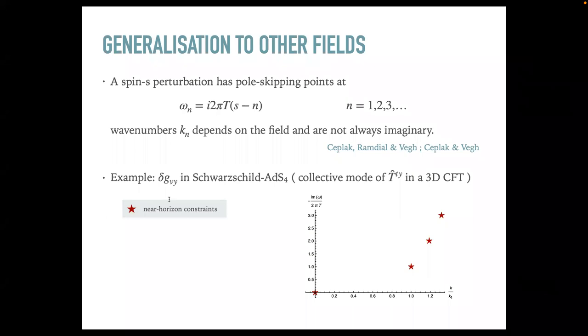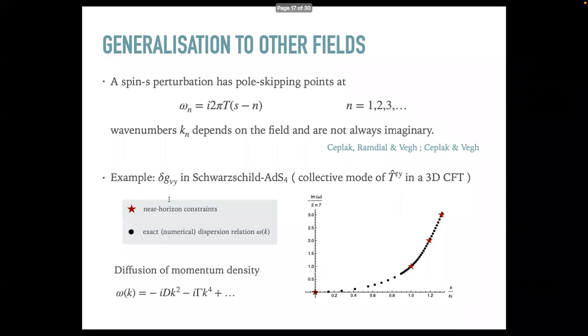Okay, so I can just do this bit of algebra near the horizon, and I can extract from it these locations, marked with stars, and say there has to be a dispersion relation of a collective mode of this operator which passes through these four points. There are infinitely many of these, and I show just four. And for this example, we can do some numerics and really compute exactly what the dispersion relation of this mode is, the black dots, and you can see there is a mode whose dispersion relation really does pass through all of these points.